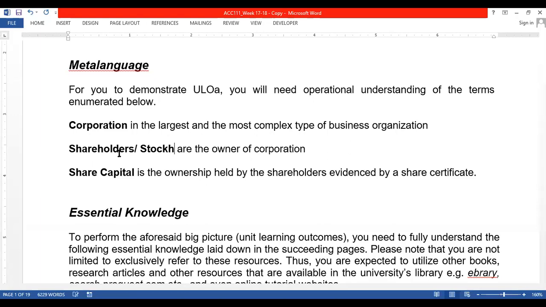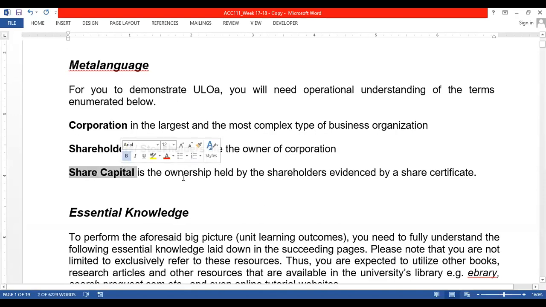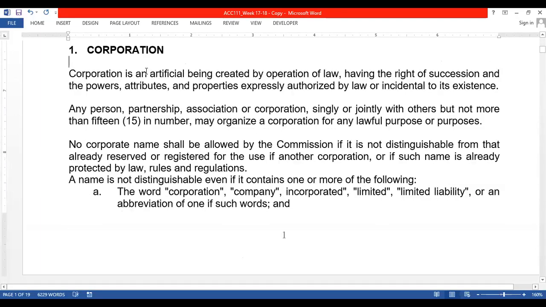It's because they have shares. They have their own shares. Share capital is the ownership held by shareholders, evidenced by a share certificate. For a single proprietorship, it's just a specific name, and for a partnership, it's also a specific name. But in terms of capital structure, we use share capital in a corporation setting. Once again, a corporation is an artificial being created by law.